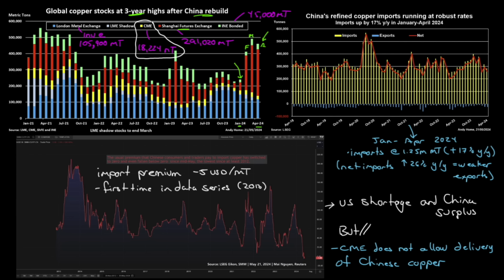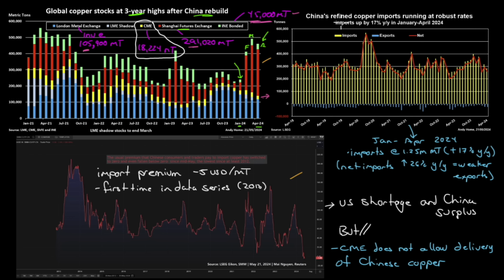Let's just look at inventory levels here. London Metal Exchange, 105,900 metric tons. Shanghai Futures Exchange, we can add both the 45,000 metric tons up here and the 291,000 down here. Contrast that with the CME, 18,000 metric tons. This little yellow part in here, that's the CME. We'll come back to that. Why is that so low and China is so high? We'll come back to that when we talk about this bottom chart.